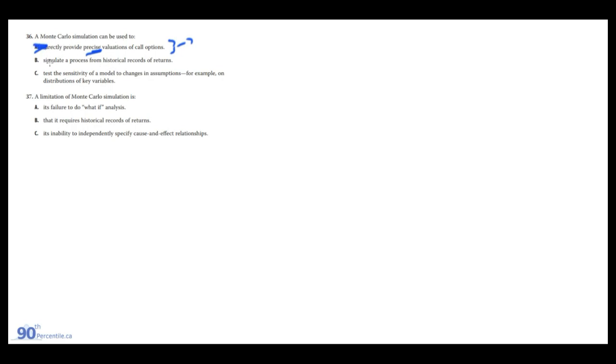Can be used to simulate a process from historical records of returns. Historical is more related to back testing. This is when you would take, for example, a historical record of returns and then back test a trading strategy using 5 years of data to see if it would have been profitable in the past. So this is not really relevant.